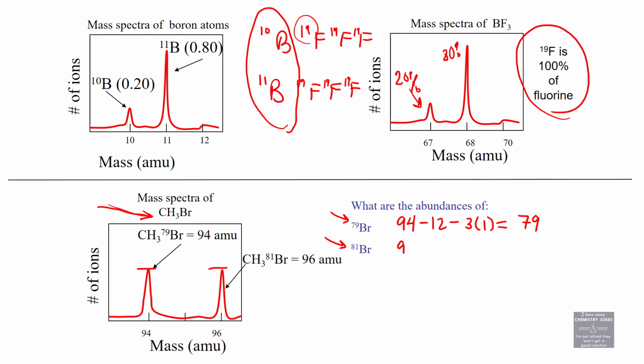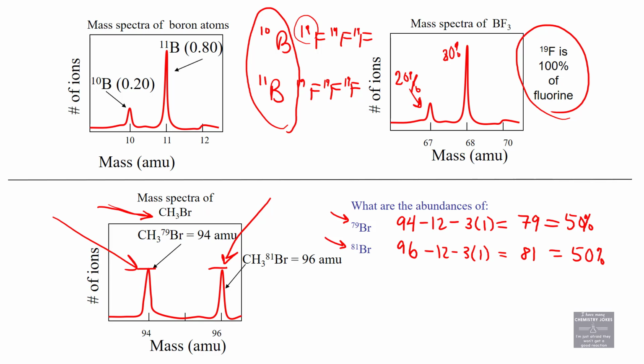That's 96 minus carbon 12 minus 3 times hydrogen 1. That gives me 81. That's how I know that this is CH3Br. And the reason for the two peaks is because bromine has two separate isotopes. Because the height of these two peaks is about the same, I'm going to say about 50% of the bromine on the planet is bromine 79, and about 50% is bromine 81.